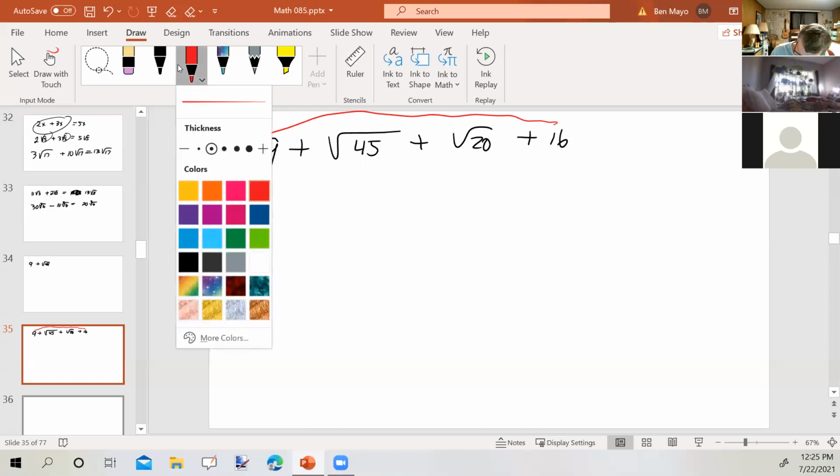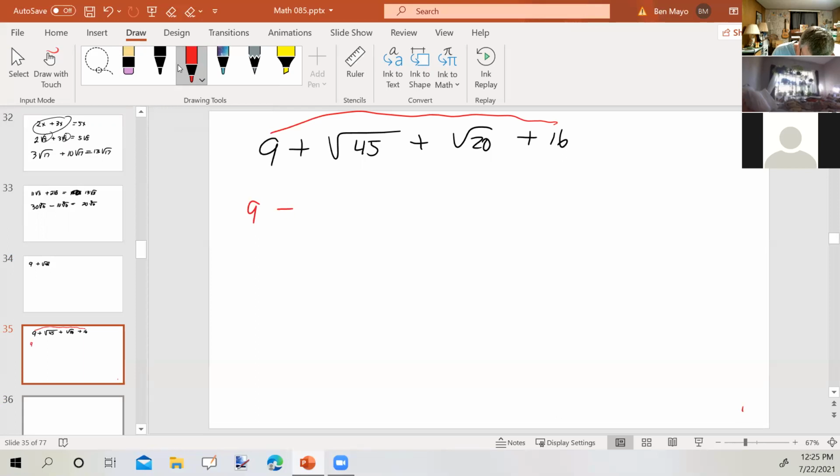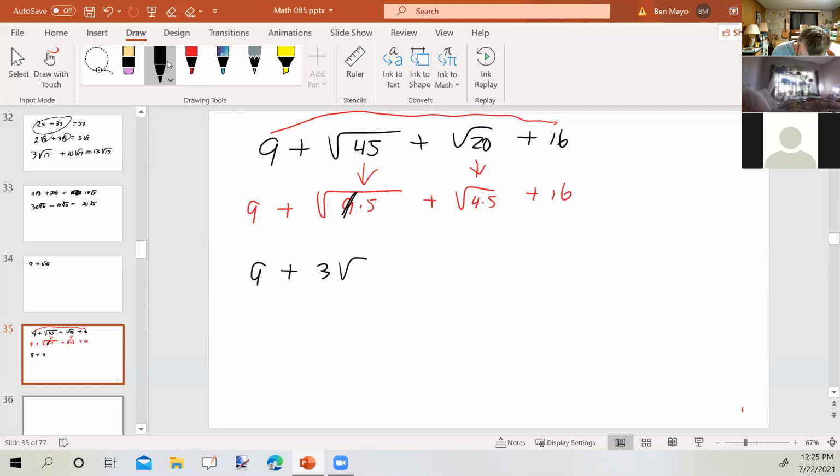Okay, so what have we got? We've got 9 plus, let's see, 45 is 9 times 5, and 20 is 4 times 5. So by doing this, I can now come back and say, well, this is 9 plus the 3 square roots of 5, because the square root of 9 is 3 outside, plus 2 square roots of 5, because 4 as a factor inside. Take the square root, you get a 2 outside, plus 16.